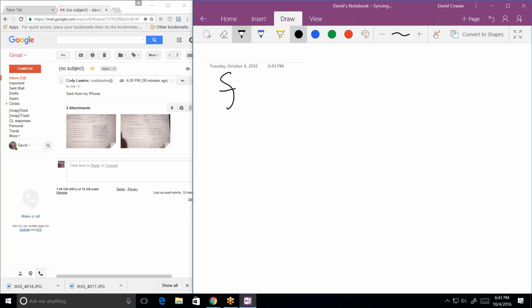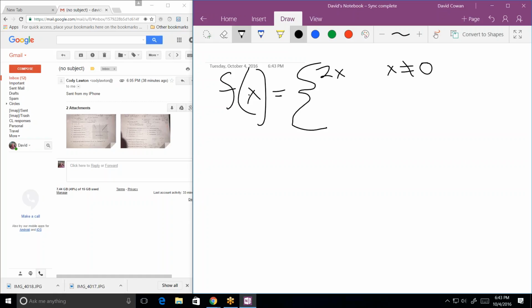Here, I'll get you started. F of x is equal to how many pieces? 2x. How many pieces are there? 2. Okay, so the first one, it's equal to 2x whenever x is what? Whenever x is not equal to 0. Okay. And what's the second piece? Minus 1 when x equals 0.